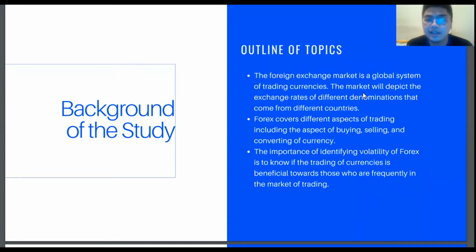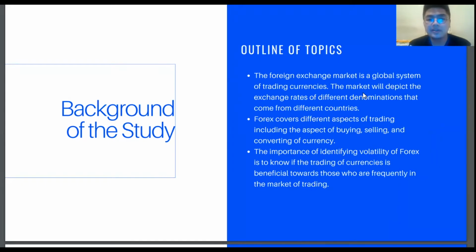So here is the outline of the topics. The foreign exchange market is a global system of trading currencies. This is a place where different kinds of money can be exchanged for different currencies, like converting US dollars to pesos and other denominations as well. Forex also covers different aspects of trading, such as buying, selling, and converting of currency. You can sell the money, or you can buy a different kind of money as well.